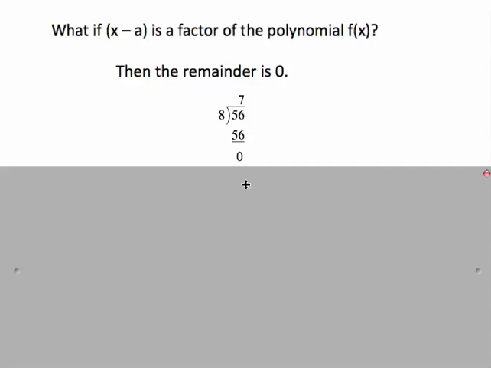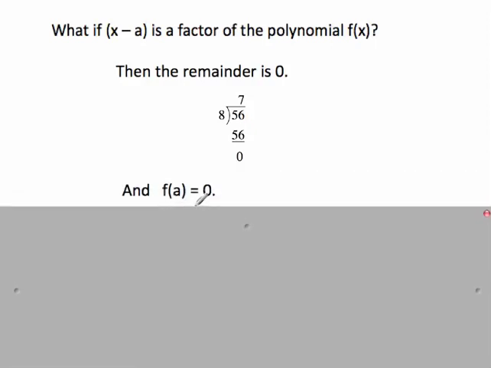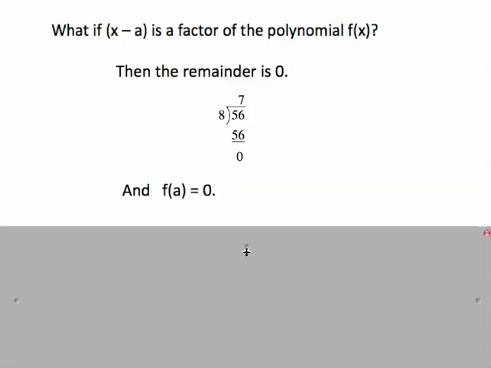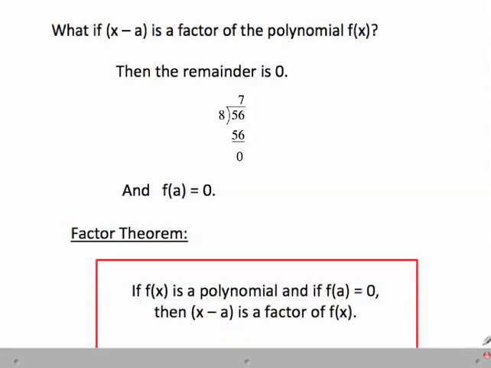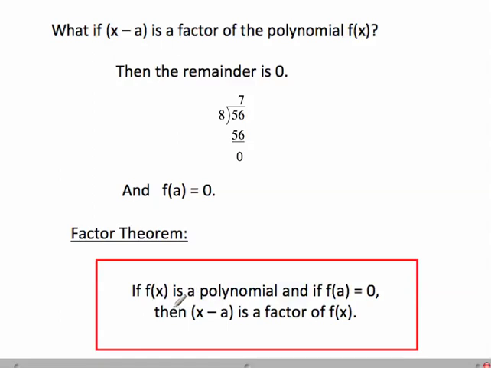Now if you get no remainder, that must mean that f of a is equal to 0 as well by the remainder theorem. If the remainder, when you divide by x minus a, is 0, then f of a must also be equal to 0. So that gives us the factor theorem. Stated the opposite way around, if f of x is a polynomial and if f of a is 0, then x minus a is a factor of f of x. Again, if f of x is a polynomial and f of a is equal to 0, then x minus a is a factor of f of x.